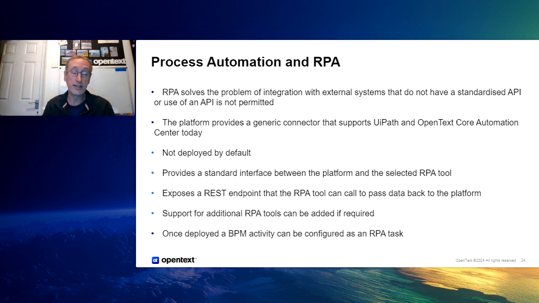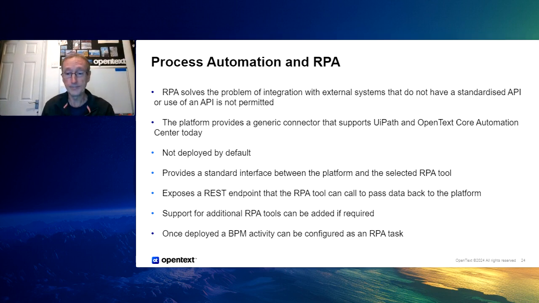It also exposes a REST endpoint of its own, so that the external RPA tool can call our REST API to pass back data and signal when the robot is finished. If you're interested in this but have interest in another RPA tool like Automation Anywhere, let us know, and we can plan to add support for more RPA tools in the future. Once you've deployed it, as well as the generic connector, it gives you a new BPM activity, or a setting in the process activity, to call a robot.